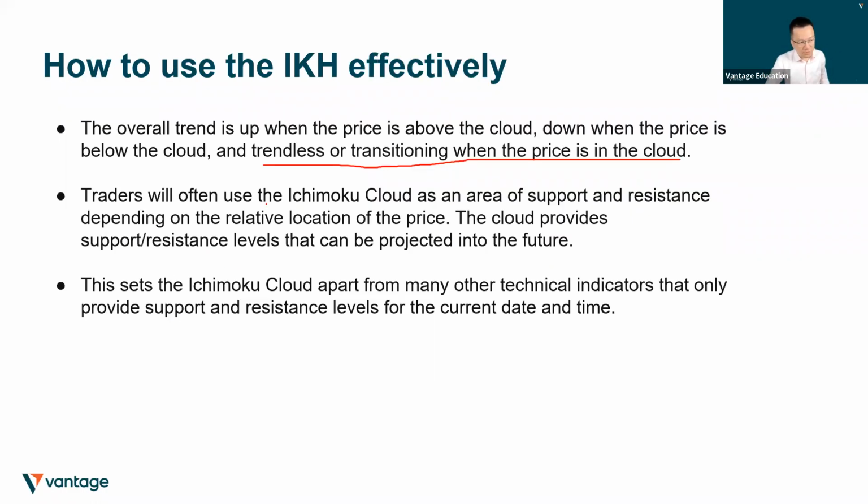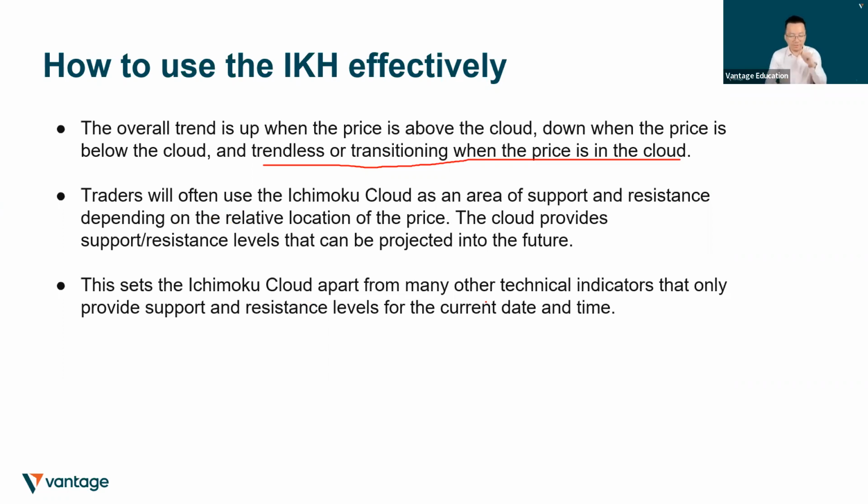So traders will often use the cloud as an area of support, which we've just gone through, or resistance level, depending on the location of price. The cloud provides the levels which can be projected into the future. That's the other reason why we shifted a little bit, just to give us that view. It gives us that projection into the future in terms of a support and resistance level. That's why this is one of the very powerful technical indicators that provides the levels based on price movements as it happens.